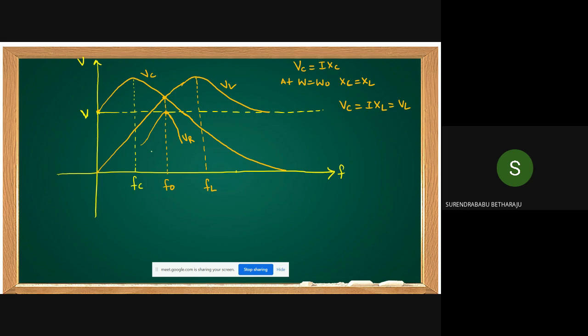But I want the maximum points only. This is the frequency at which voltage across the capacitor is maximum. And this is the frequency at which voltage across the inductor is maximum. This is the curve at which voltage across the inductor is maximum.